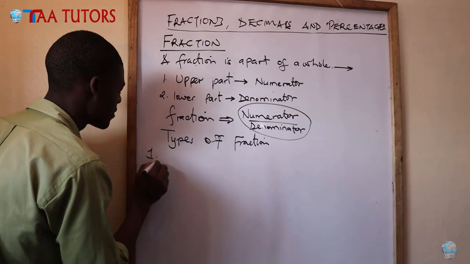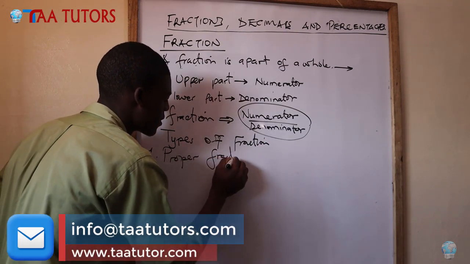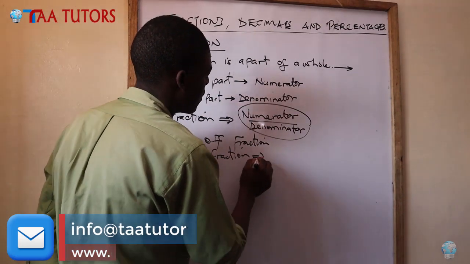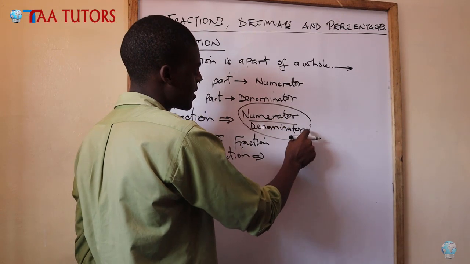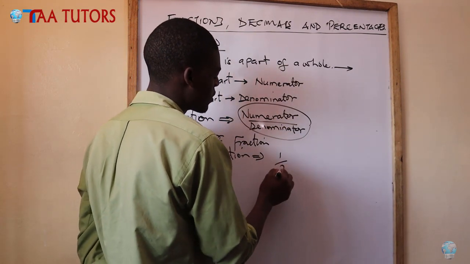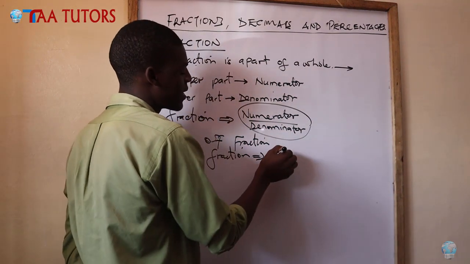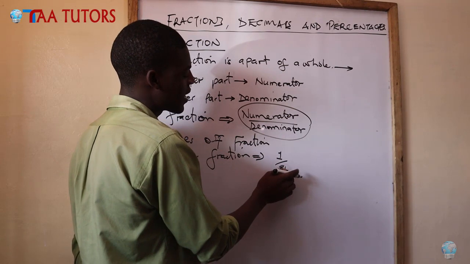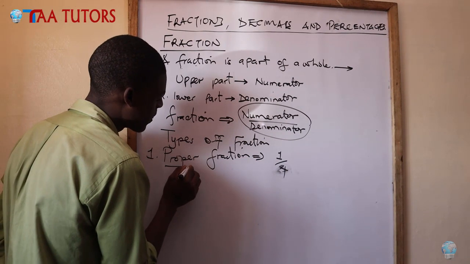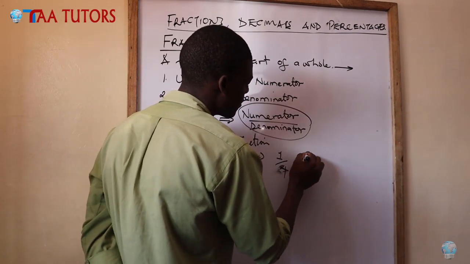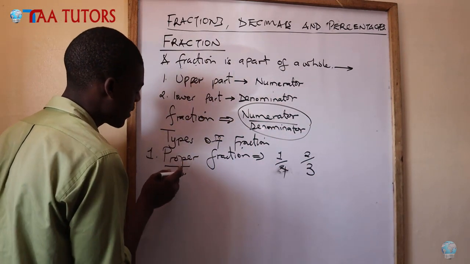Number one type of fraction is what we call a proper fraction. In a proper fraction, we find that the numerator is a number which is less than the denominator. An example, we can have a quarter. A quarter is 1/4. The numerator is 1, the denominator is 4. We can see that 1 is less than 4. So when you have this case, we say it is a proper fraction. Another example can be 2/3. 2 is less than 3. That one gives us a proper fraction.